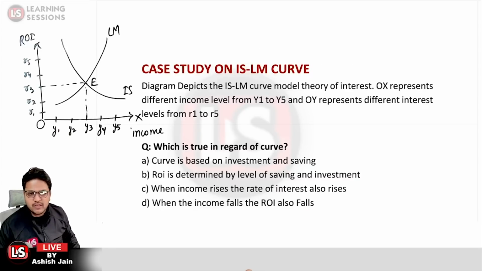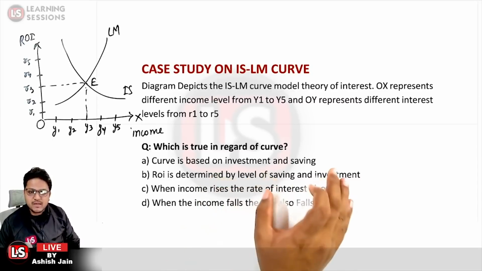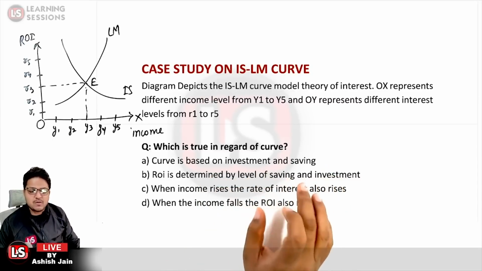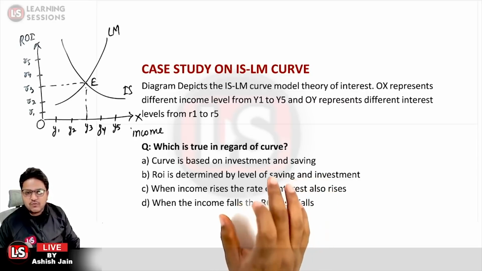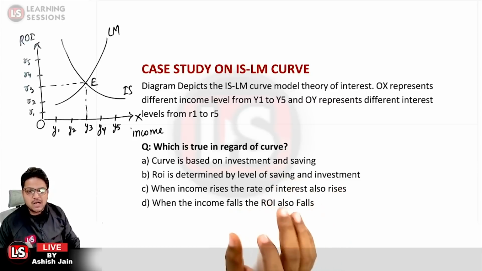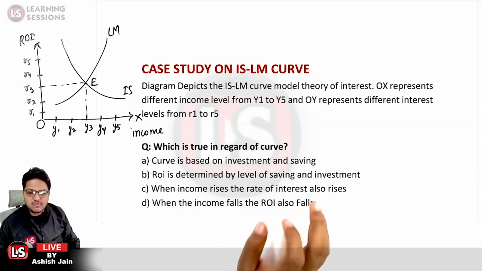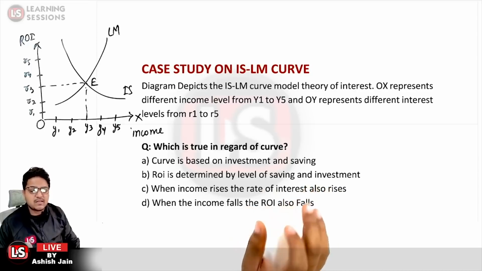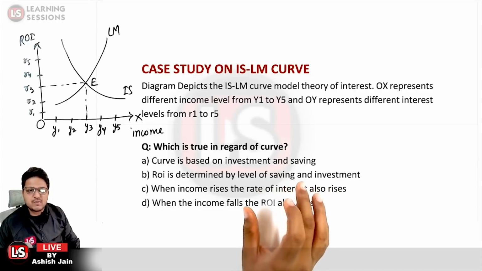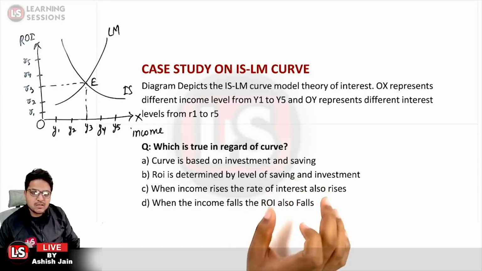So first question over here, it says which is true in this particular regard of the curve. So the curve is based on investment and saving. The curve is not just based upon the investment and saving, it is basically a function between the rate of interest due to the investments and saving over there. Okay, so ROI over here is determined by the level of the saving and investment. That is true, but it's not the case that the curve is based upon the investment and saving over here. Okay, so option A is not correct, whereas option B will be the correct one.